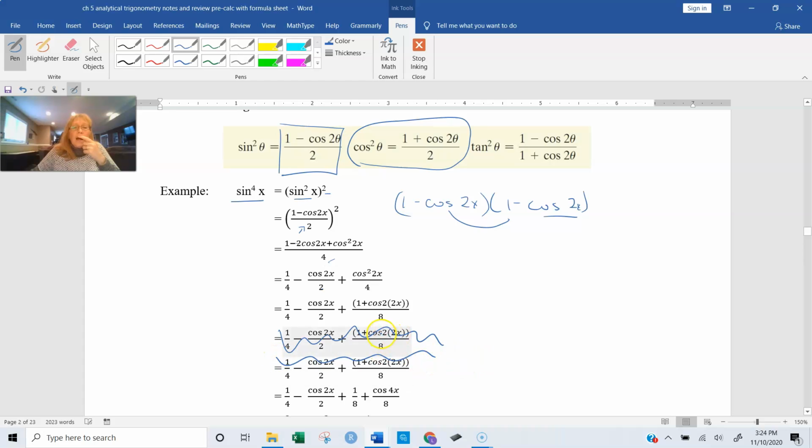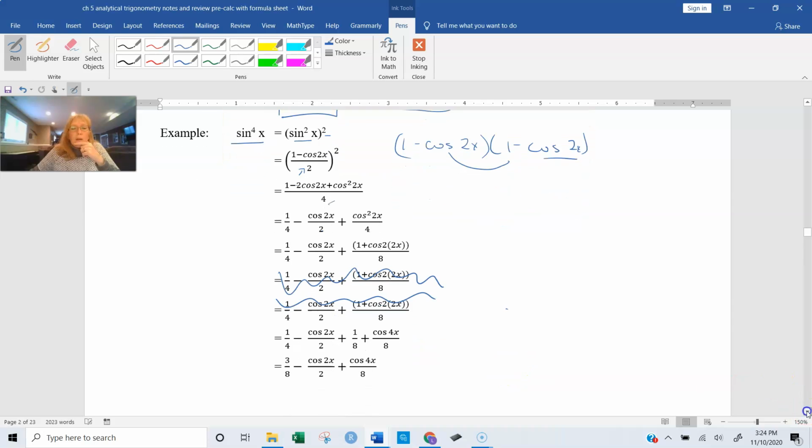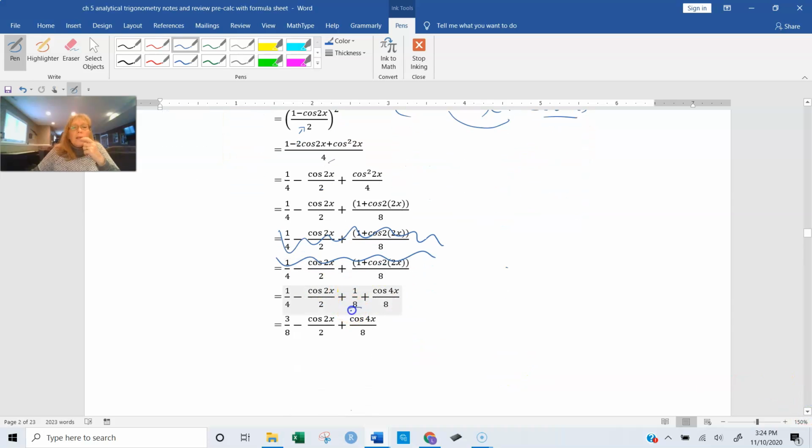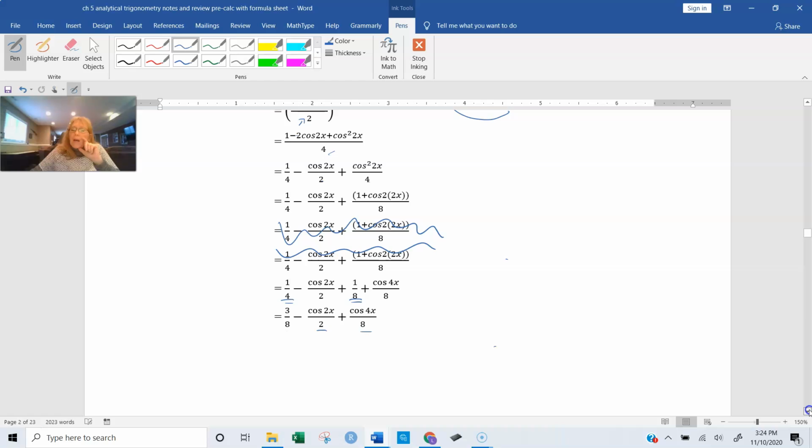All right, now we're going to reduce this out. So 1 divided by 8 is 1/8. This becomes 2 times 2x, which is 4x over 8. And now I can combine these numbers since they're straight numbers. 1/4 plus 1/8 is 3/8. These two stayed alone because they are different, a 2x and a 4x. Kind of weird, huh? But not too bad.